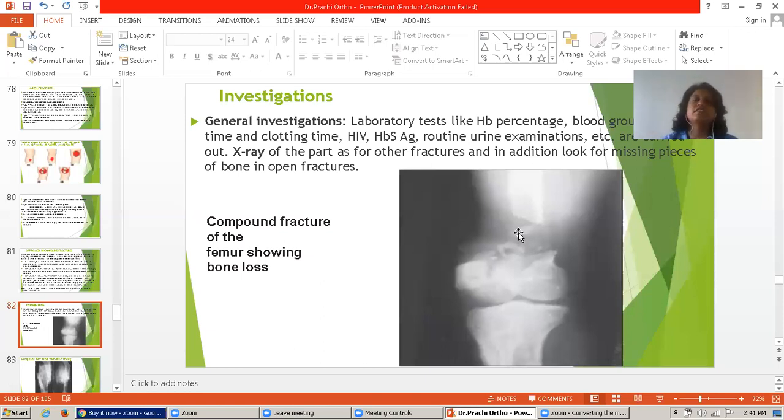General investigations like Hb, blood group, BT, CT, HIV, HBsAg, urine routine, and X-ray are very important in the investigation of compound fractures. In this case, there is a loss of bone, there are fragmented fractures, and the bone is not seen clearly. So there is a bone loss in the compound fracture.